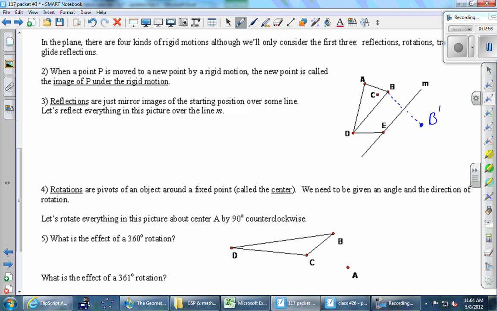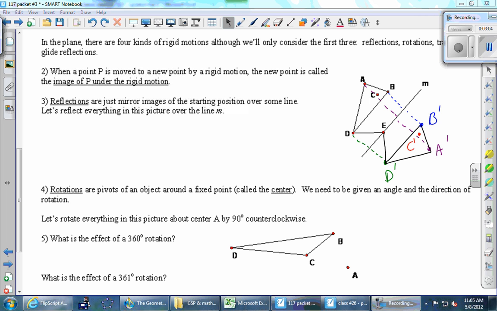Can you guys go ahead and reflect the rest of the points in that picture over that same line, and then connect the dots to get a new triangle over here? Okay, any questions about reflecting points and drawing the new triangle? How are we doing on this one?